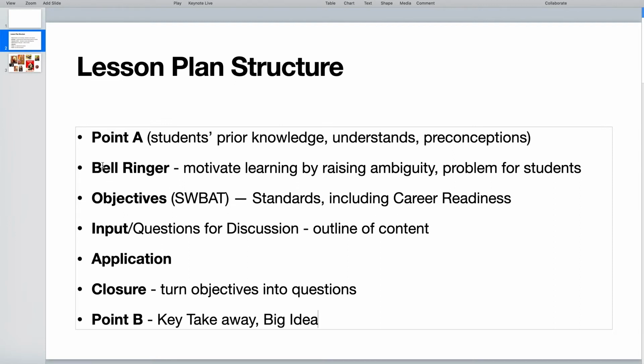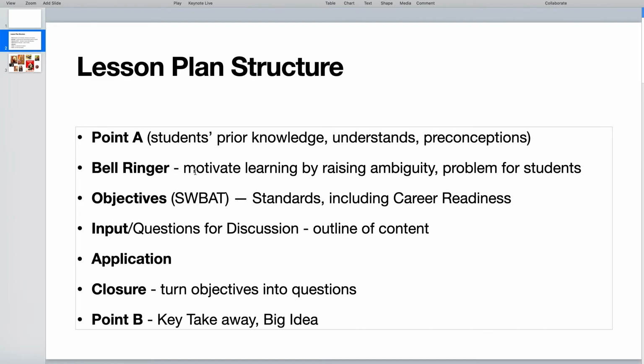For the students, I would just hit them right away with a bell ringer. Motivate them to learn, get their attention because they've been busy out in the hallway and thinking about other things. Raise ambiguity and pose a problem for students. And so what could you do that's in students' lives now? We want to build on their prior knowledge that deals with propaganda.